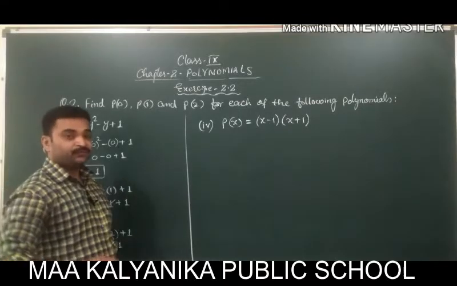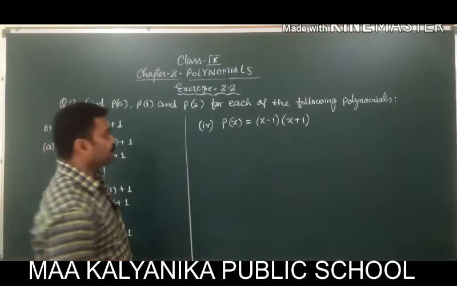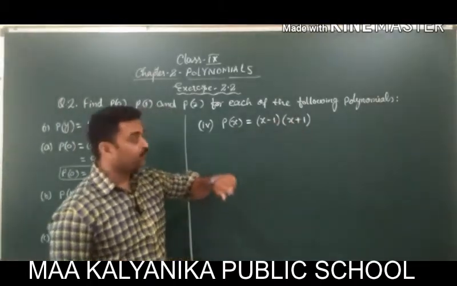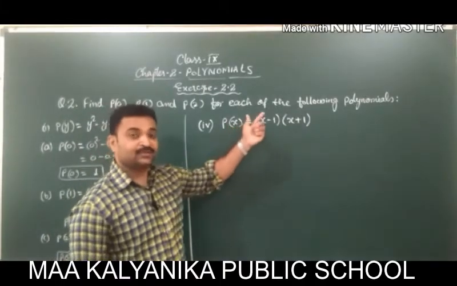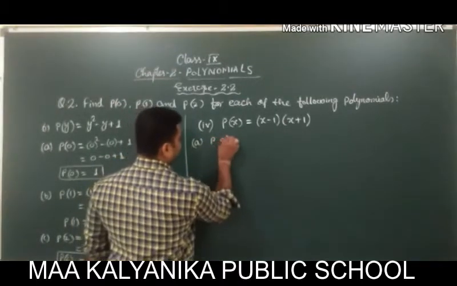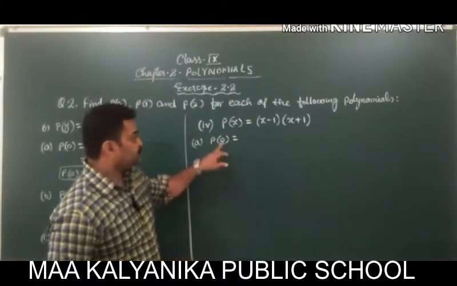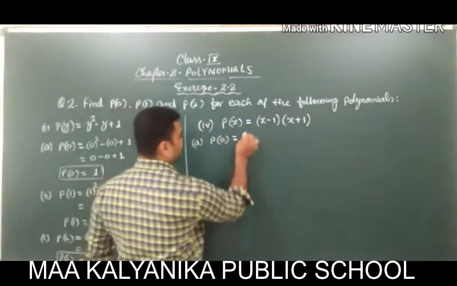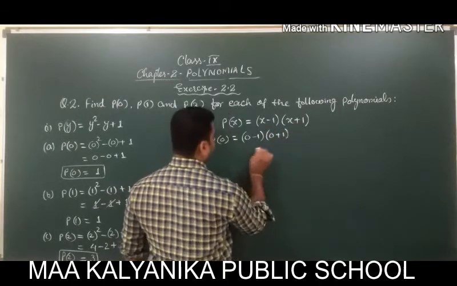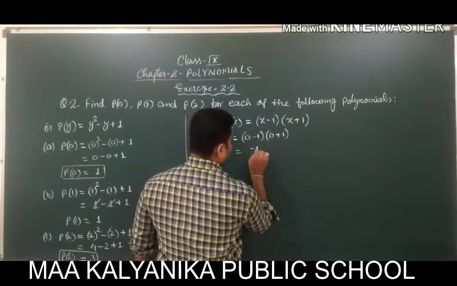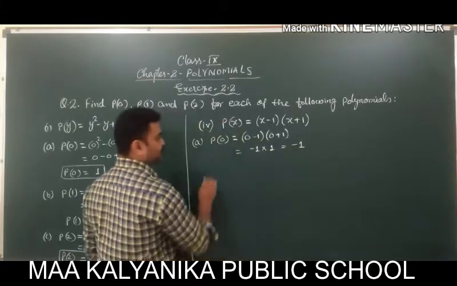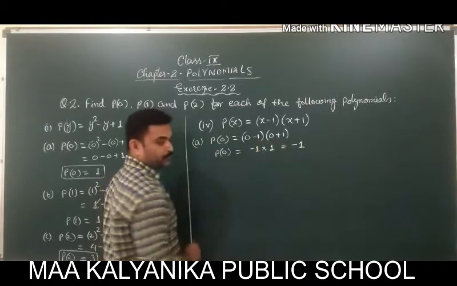Similarly we will do question number 2, fourth part. It is given p(x) is equal to (x minus 1)(x plus 1). That means we have to put the values x is equal to 0, x is equal to 1 and x is equal to 2. When x is equal to 0, then we put 0 in place of x. So here 0 minus 1 and 0 plus 1. So what we get? Minus 1 into 1, that is minus 1. So p(0) is equal to minus 1.